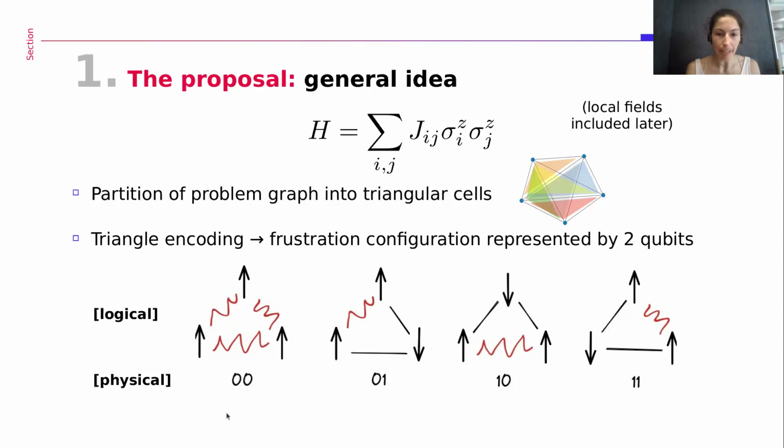And so we essentially have four energetically distinct configurations: the all-parallel spins configuration, and then the three remaining configurations in which each of the three edges is the one that is parallel.